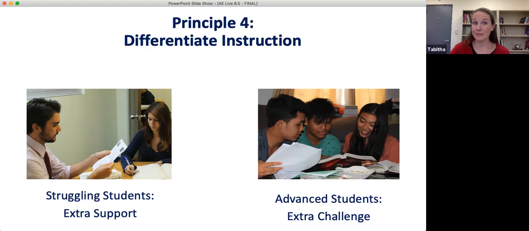Then for advanced students, differentiation can mean giving them extra challenge. If a student has shown that they've mastered a learning target, you really don't need to have them continue to practice those skills. That's when you can start to have behavior problems, possibly because those students are bored. So instead, you can give that kind of student an assignment that would require creativity or authentic language use or interpersonal skills.